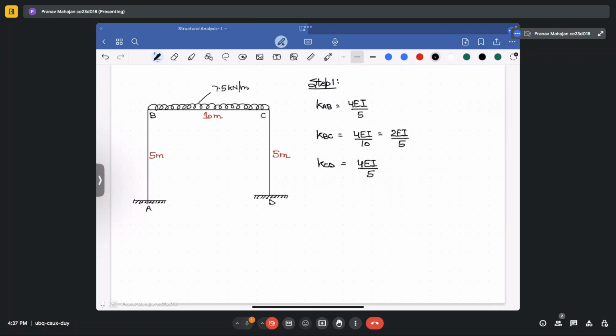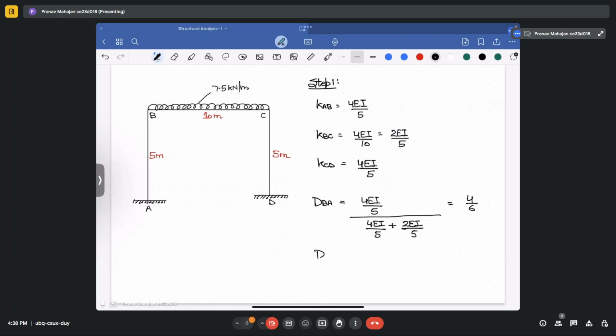So if you calculate distribution factors, then DBA will come out to be 4EI by 5 divided by 4EI upon 5 plus 2EI upon 5. We take only the particular joint, not the whole beam. So we are considering only a joint. That's why I have not added the 4EI by L that is additionally there. So it will come out to be 4 by 6, or you can write it as 2 by 3 also.